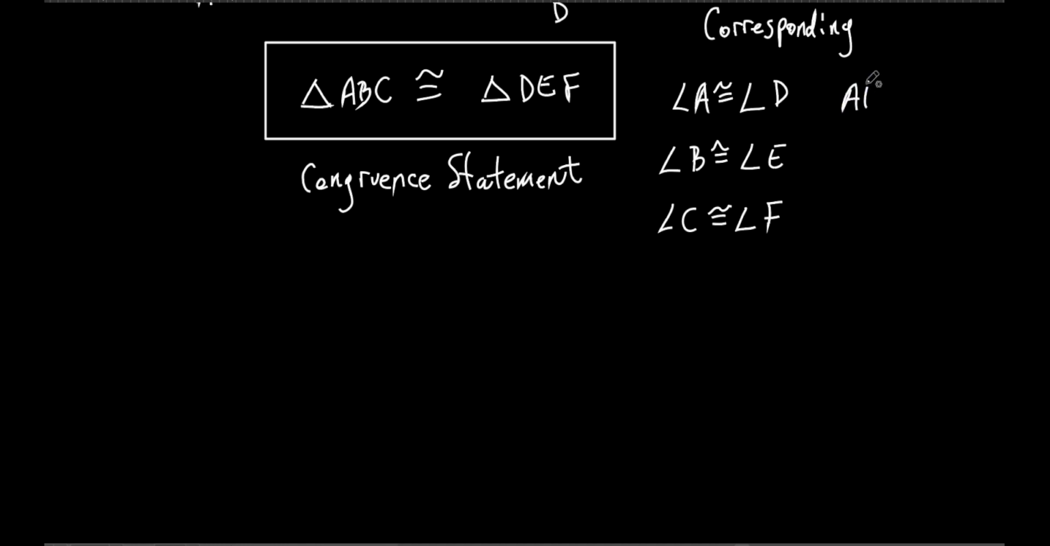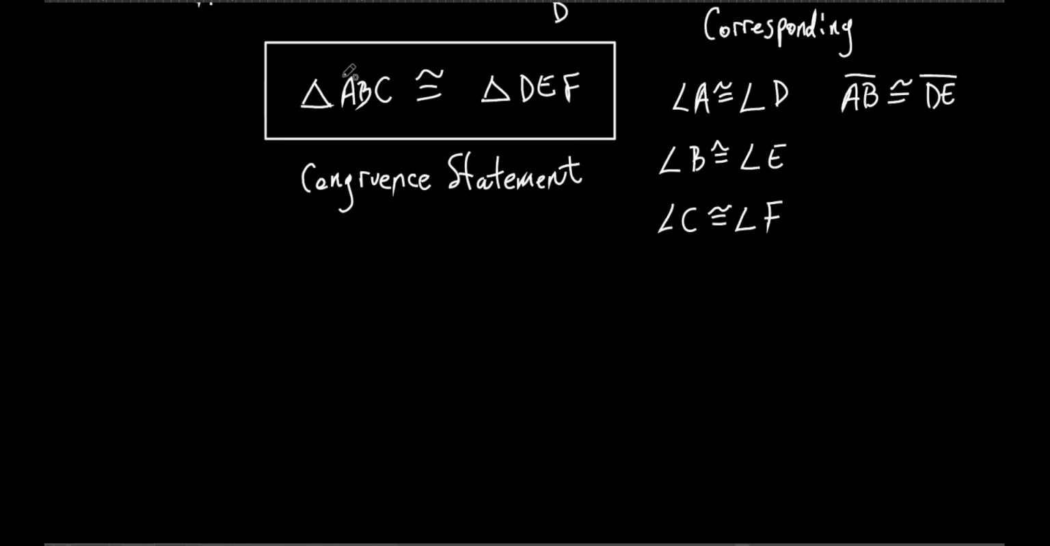What if I said AB? Line segment AB is congruent. Look over here. So AB is congruent to what over here? DE, all right, because these are the first two. These are the first two. Everybody see that? So AB is congruent to DE.